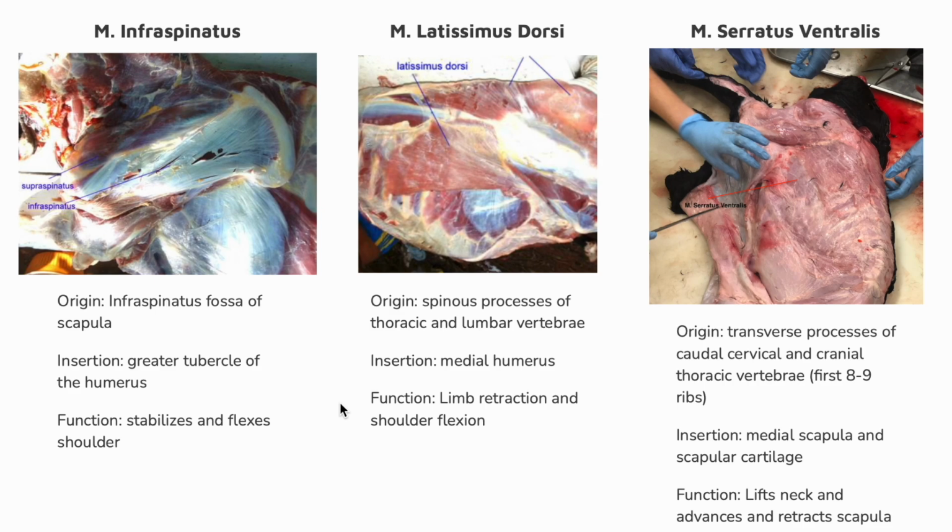And then the serratus ventralis is the next muscle. It originates in the transverse processes of the caudal cervical and craniothoracic vertebrae. It's inserted in the medial scapula and the scapular cartilage, and its main function is to lift the neck and advance and retract the scapula.